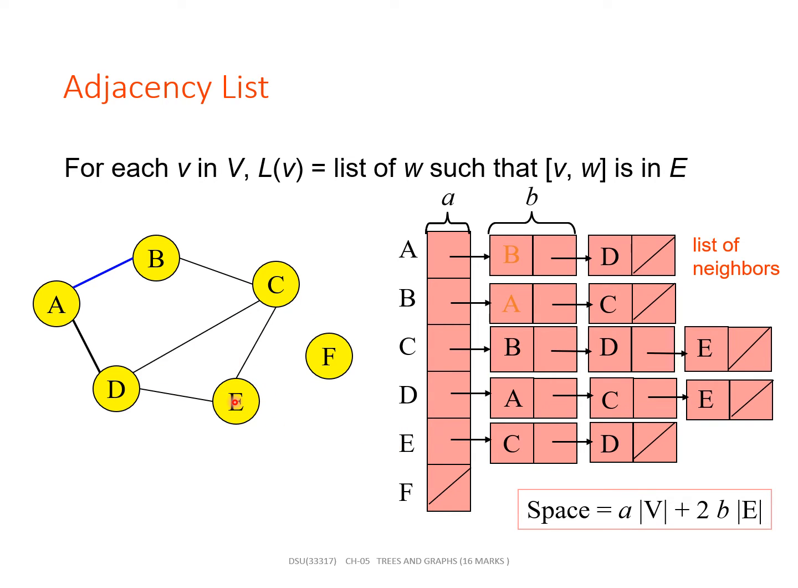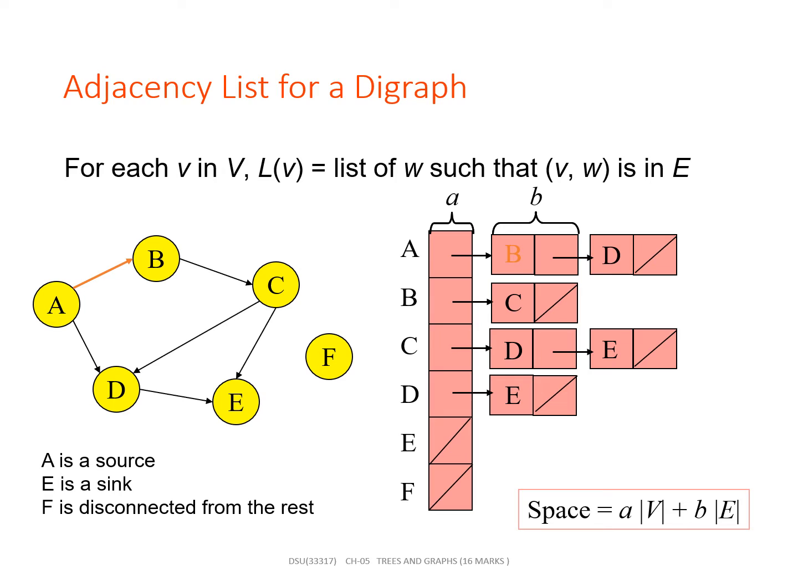Now for E. E has two linked nodes, E to C and E to D. And finally F. F is null. So this is the linked list representation for the directed graph. A is the source, E is the sink, and F is disconnected from the rest.